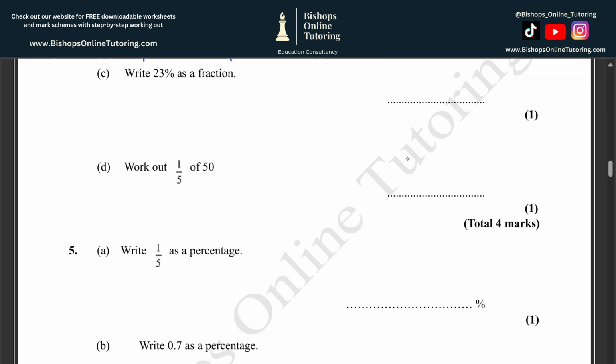Write 23% as a fraction. Now that's just going to be 23 over 100.